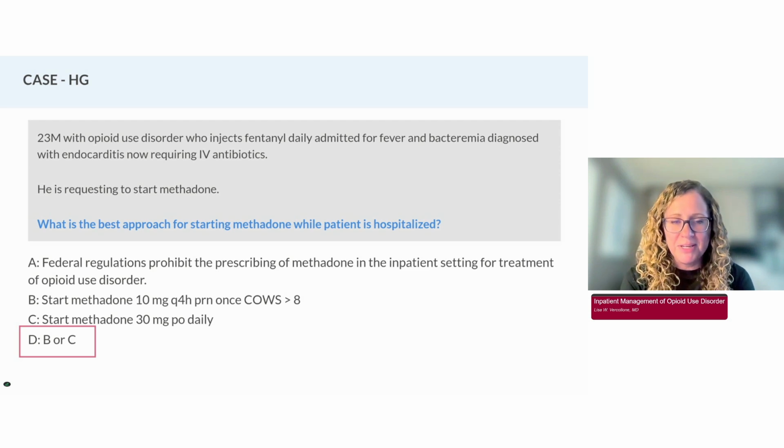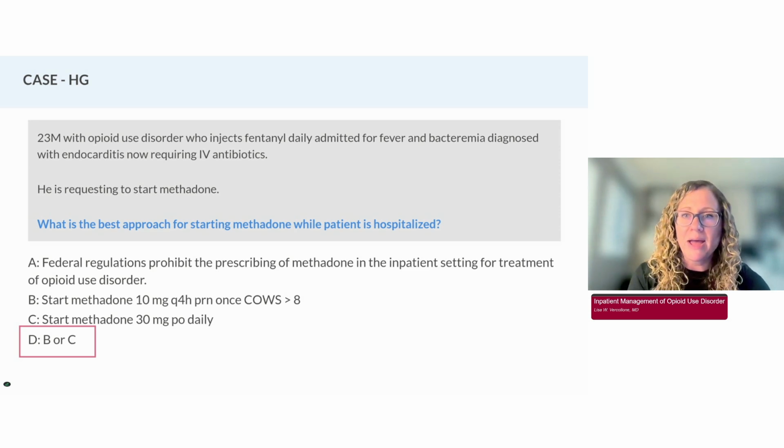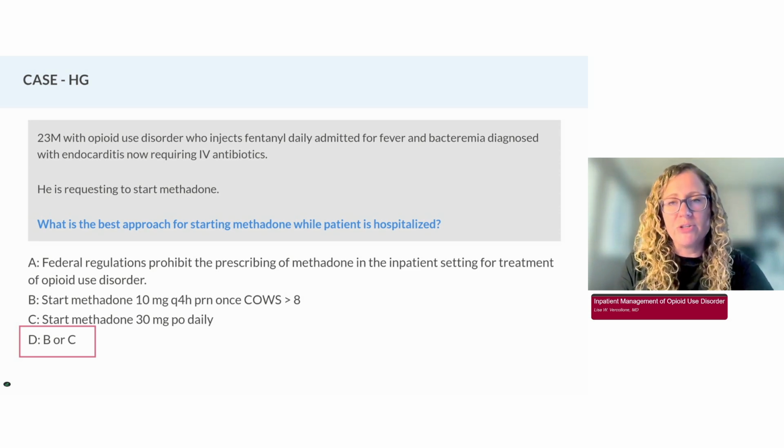You can absolutely start methadone in the inpatient setting for a patient who has opioid use disorder. It is a common misconception that in the inpatient setting, we are unable to do this. The only time that we are unable to start methadone is if our primary admitting diagnosis is opioid use disorder. If there is any other admitting diagnosis, then we can start methadone, and we are not obligated to follow the federal regulations in terms of the dose titration.